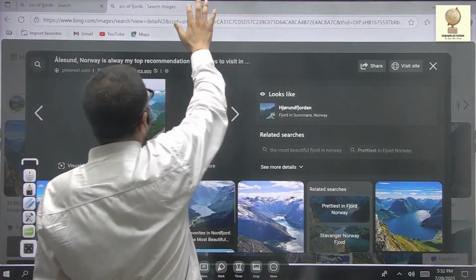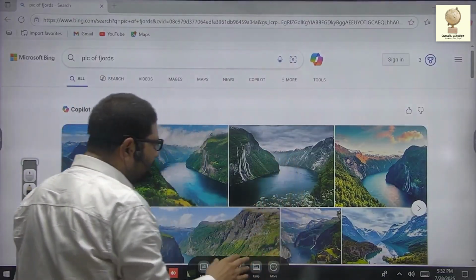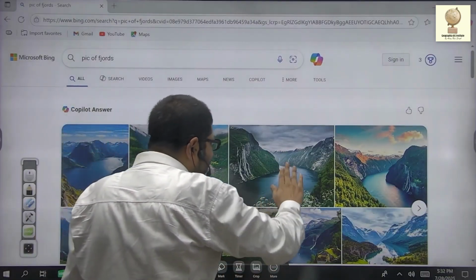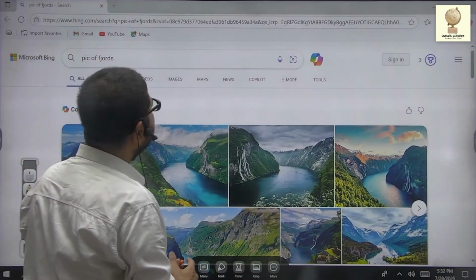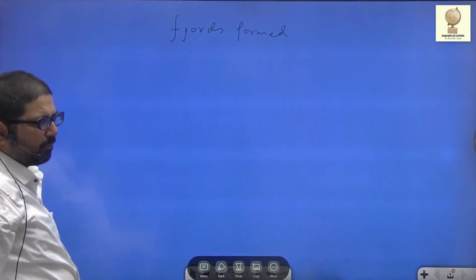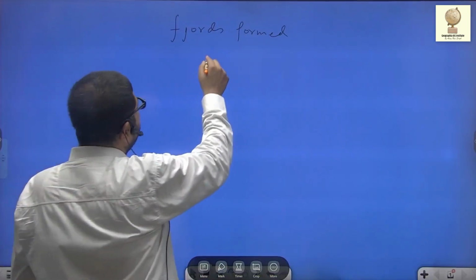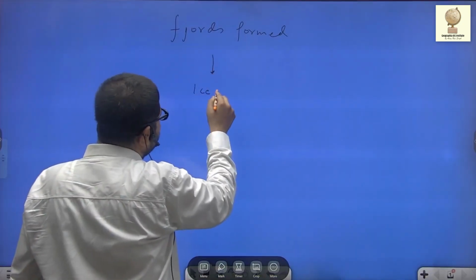So fjords appear like a river. These are the sea water that has transgressed into the glacial valleys. So now let us start with how they get formed. Basically, fjords got formed during the ice age.